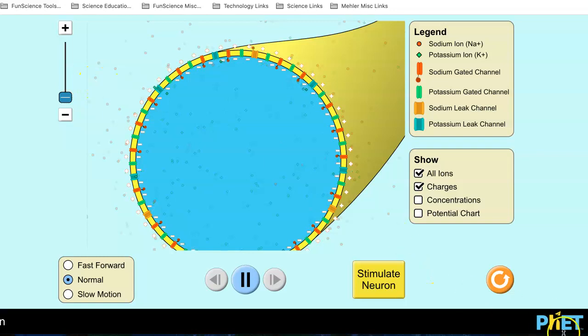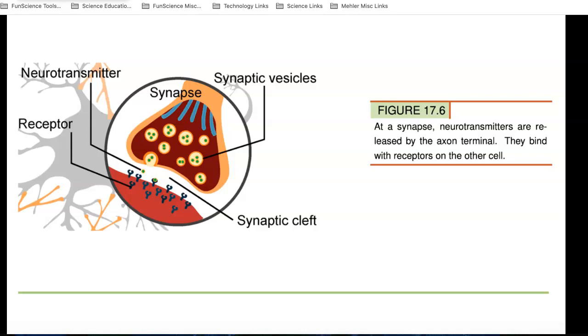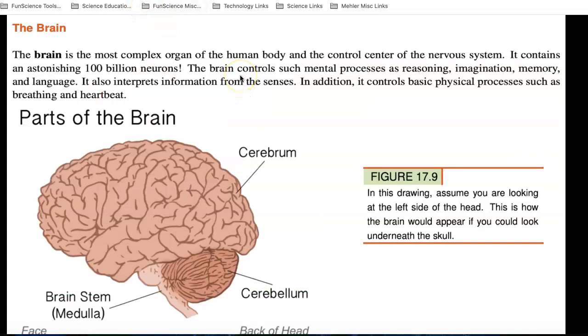This is a simulation from PhET, and PhET is a wonderful organization with lots of great simulations for science, and I'll link this on the presentation. So we took a quick look at that nerve impulse coming down a neuron, and when that impulse hits the end of the axon, it hits a synapse and it transfers that information right at the synaptic opening. The synapse is really, really important.